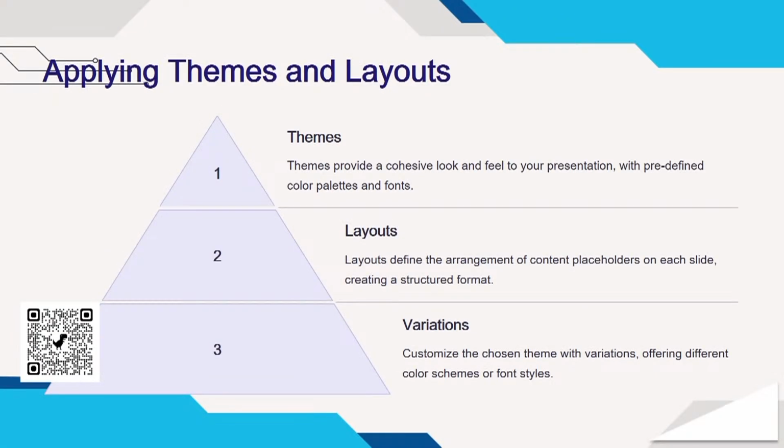Next is variations. Customize the chosen theme with variations offering different color schemes or font styles. As we already discussed this, we can vary the theme which we are using. We can change the colors, we can add more shapes. For example, if we have to put a logo in every slide, then we can go to the master slide and we can add the logo in that, and it will be replicated to all the slides. So we can customize it as we need.